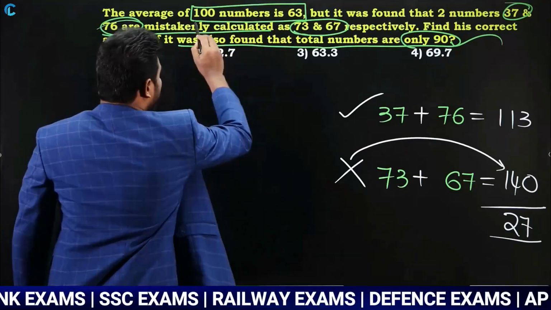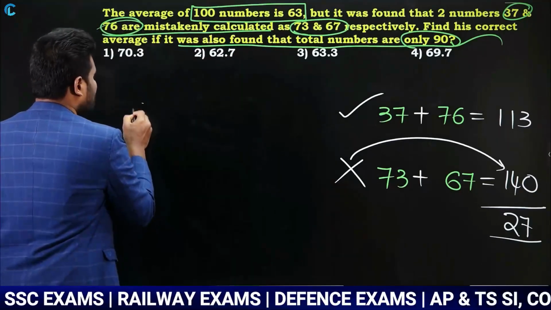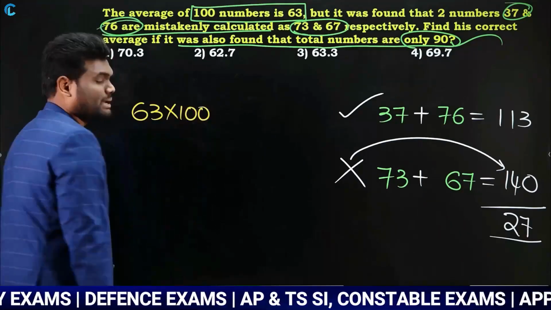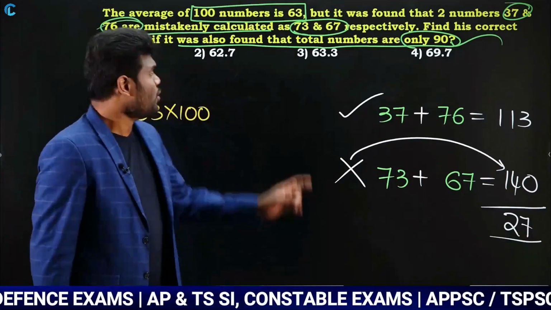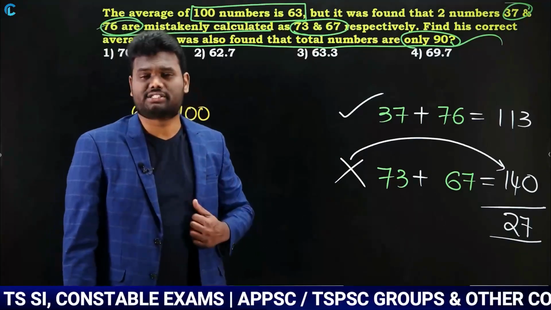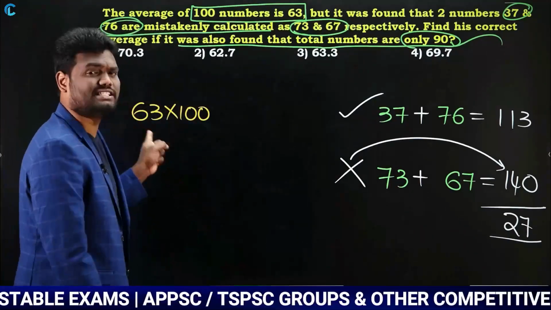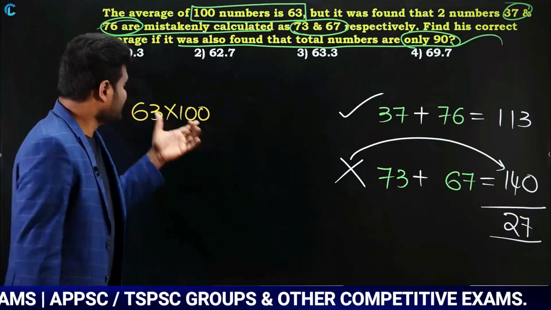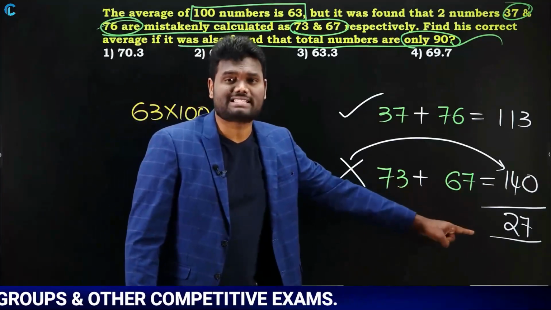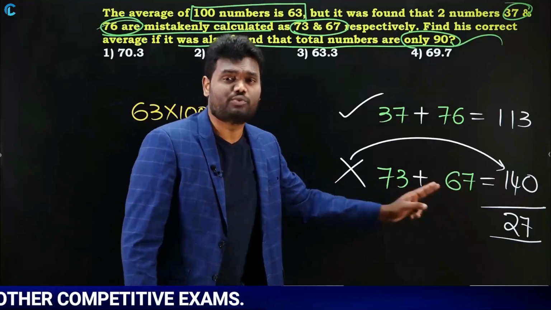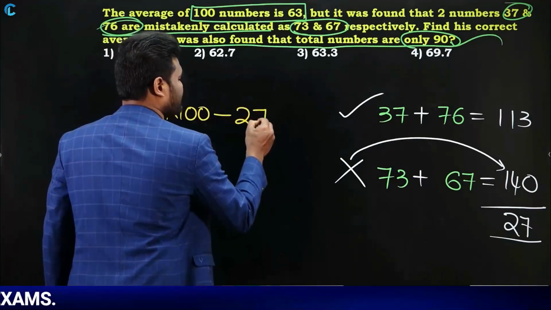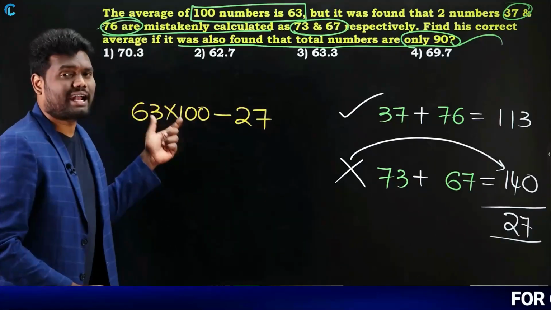The 100 numbers sum is going to be 63 into 100. Yes or no? Why? Because the 100 numbers average is 63. If the average is 63, then the sum is going to be 63 into 100. Now this is the 100 numbers sum, but we have an error of 27. As we have an error of 27, you need to subtract this 27. So minus 27. Now this will be the correct value.